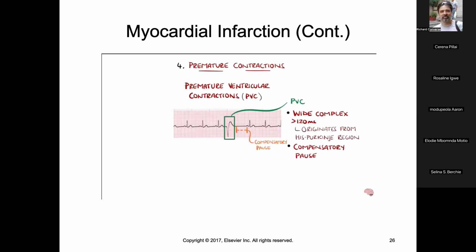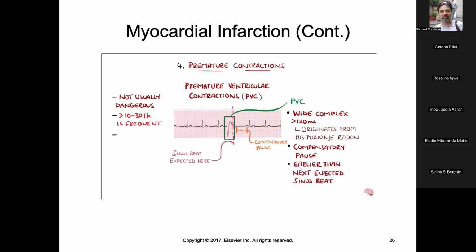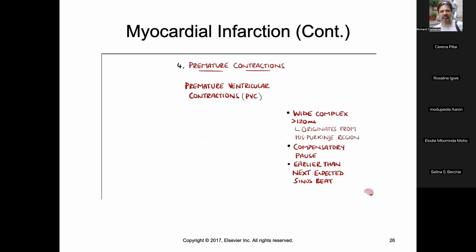Although they can be felt as palpitations, they are rarely dangerous alone, unless they are frequent, defined as over 10 to 30 per hour. If happening every other beat, they are described as bigeminy, while having a sequence of PVCs, one after the other, may be described as ventricular tachycardia, which we'll cover later on.